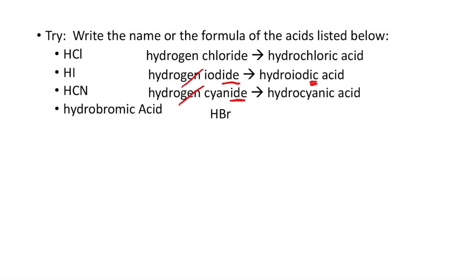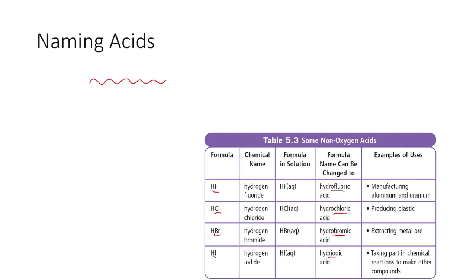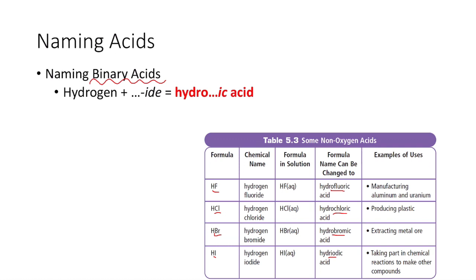Okay, so make sure you've got these corrected. If you made a mistake and you don't understand, please reach out to me and ask. So here again are the overall rules for naming a binary acid. Hydrogen plus something IDE, we drop the gen, change the ending to IC, add acid. And again, that table summarizes the binary acids and all of its uses.